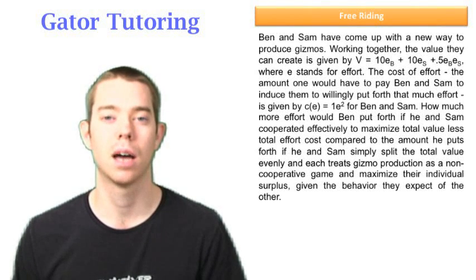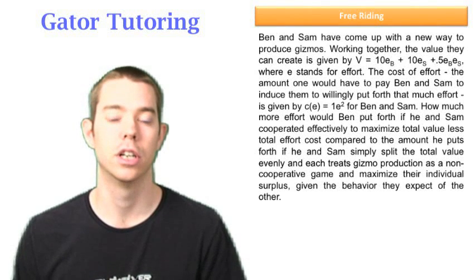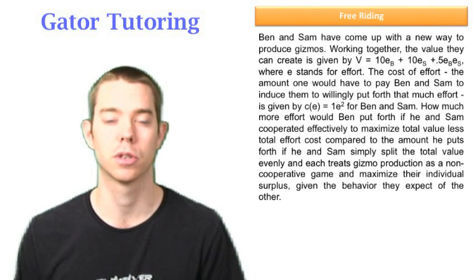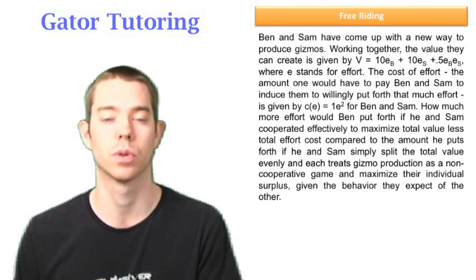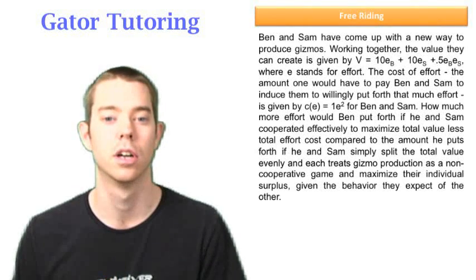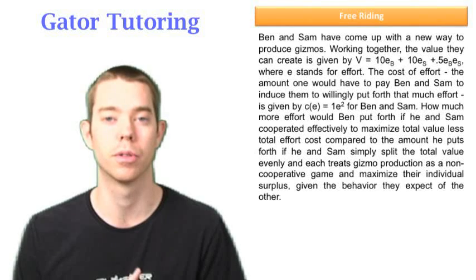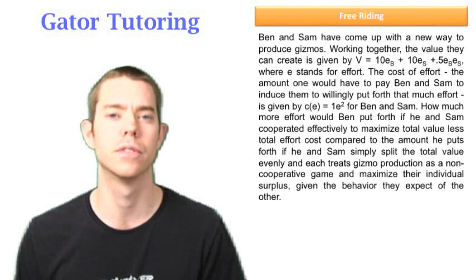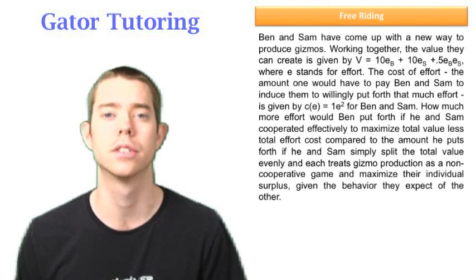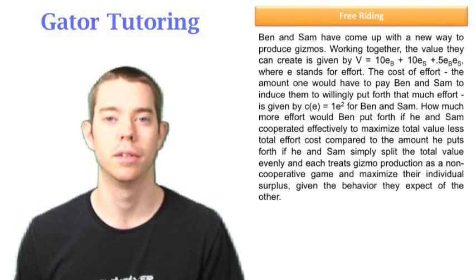And anytime you see non-cooperative or maximize individual surplus, you're going to do the special case. And in this case, the special case would be dividing the value by 2 and having the cost, whatever the cost is, in this case it's effort, and in this case it's E squared for both guys, you're going to leave that by itself in the scenario when it's non-cooperative. When it's cooperative, you can solve it a couple different ways, so I'll talk about each of those. But it's pretty straightforward and pretty simple.